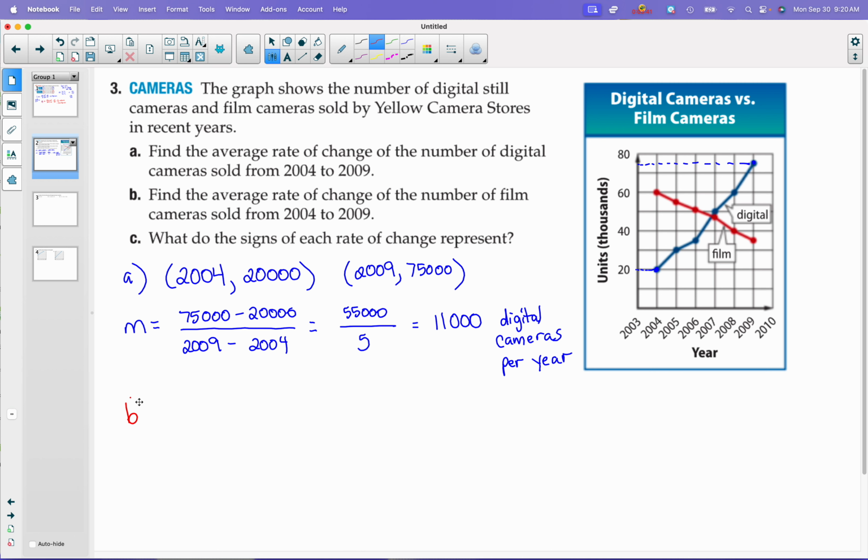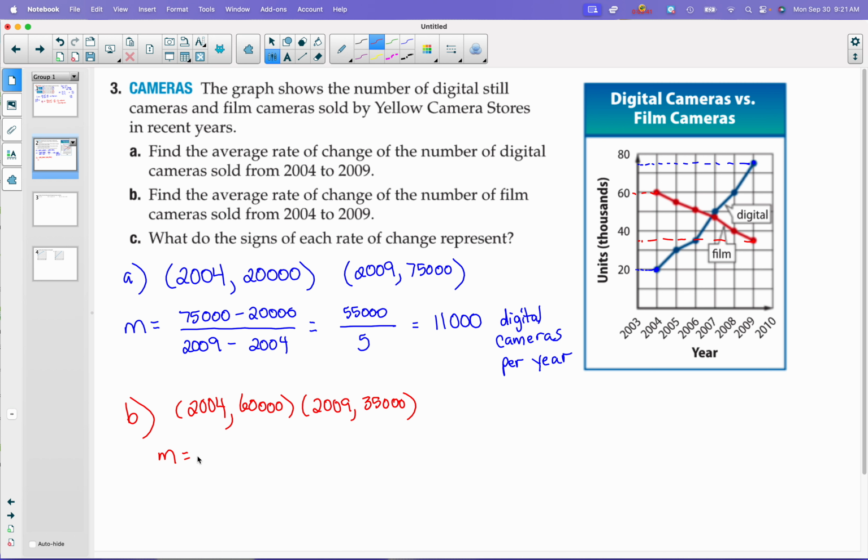Part B. We're doing the same thing for the average rate of change of the number of film cameras for those same years. So then in 2004, I need to know how many film cameras. Looks like there were 60,000. And in 2009, I know these years are so long ago for you guys, if this is 30, that looks like about 35,000.